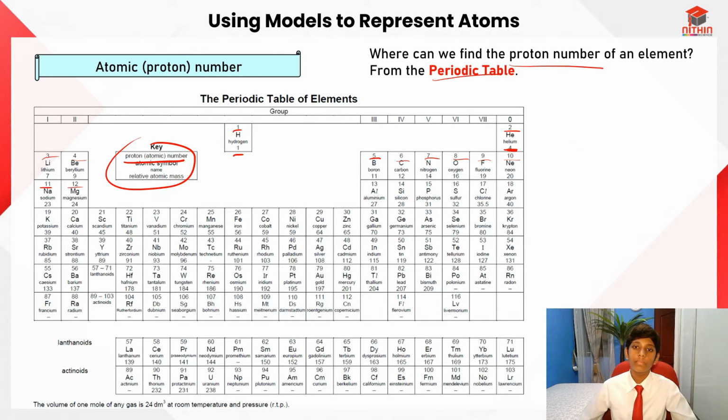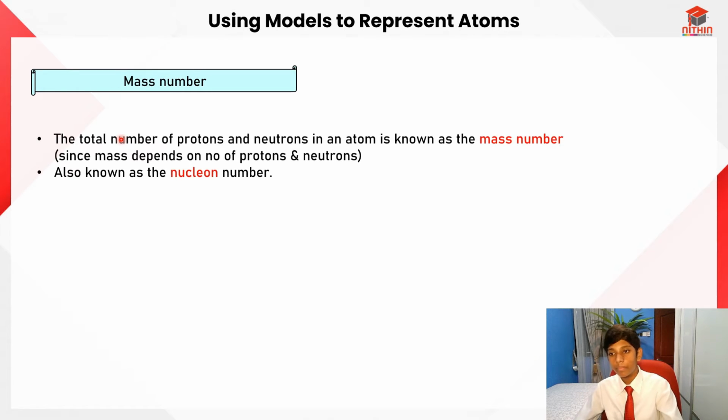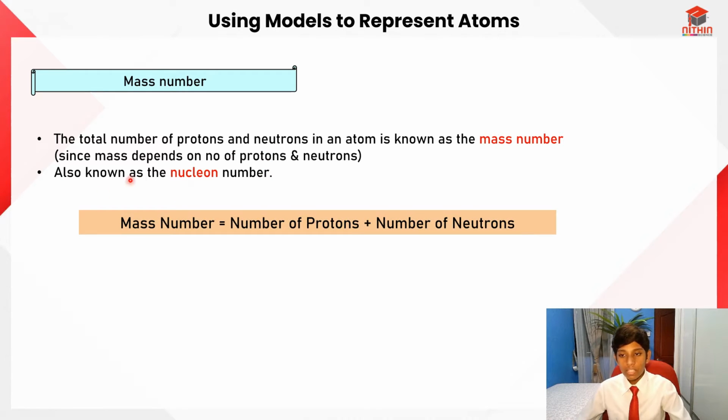Okay, so next we have the mass number. Let's talk about this. Since the total number of protons and neutrons in an atom is known as the mass number, this means that the mass depends on the number of protons and neutrons. This is also known as the nucleon number. So mass number equals number of protons plus number of neutrons. We always know the number of protons, right? Because it is at the top.